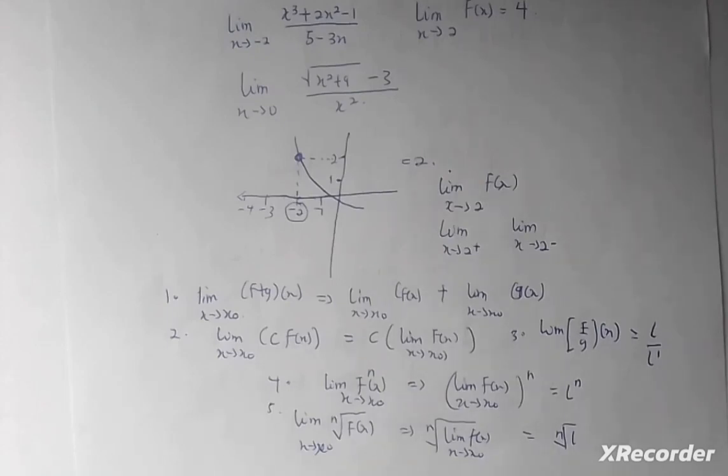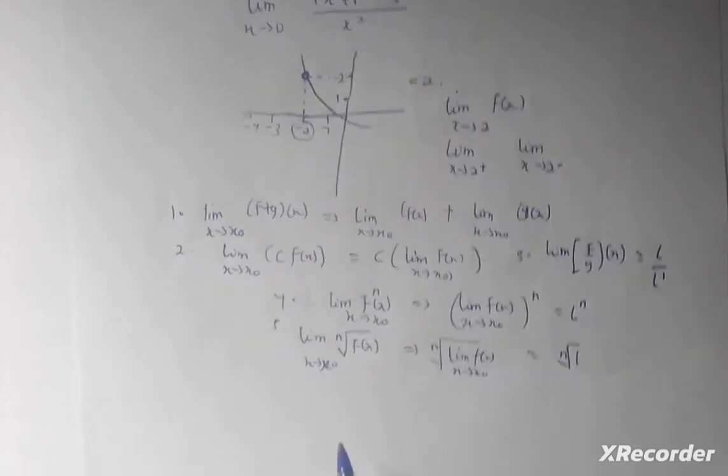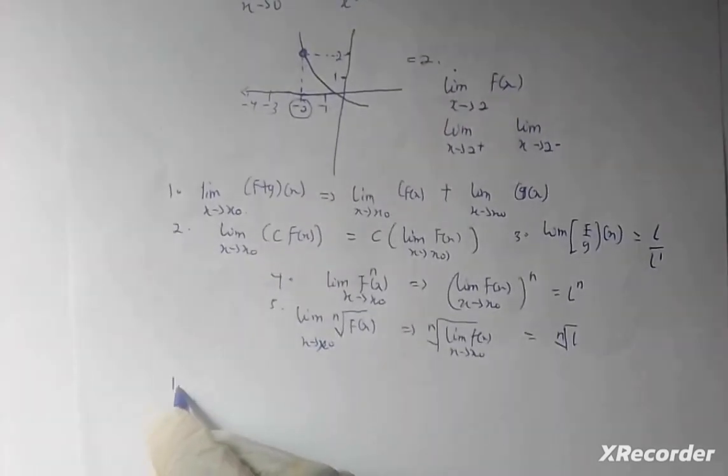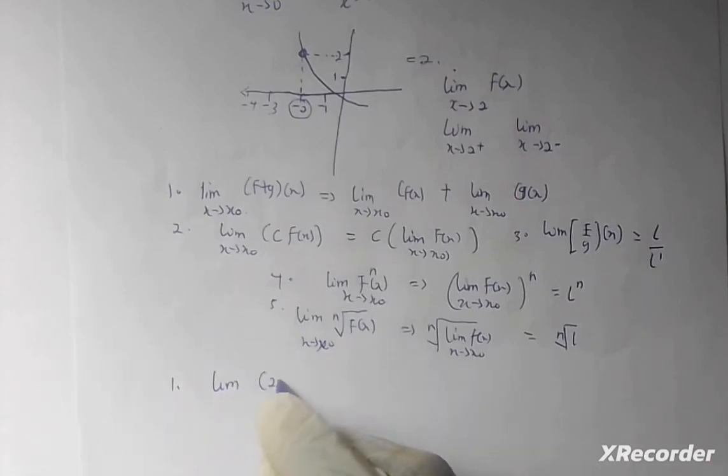Now let's go forward solving the problems I have. So the first problem I'm going to solve with you is the first one. We have to find the limit of the function 2x squared minus 2x plus 2 as x approaches 2.